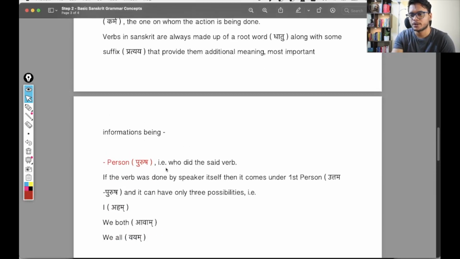Two very important components for a verb are the subject who is doing the action, karta, and the object on which the action is done, that is karm. Simple as that. Okay. Suffix we will pick up later. Then other thing, verb will have person. Who is doing? I am doing, first person. You are doing, second person. Any other person is doing, that is third person.